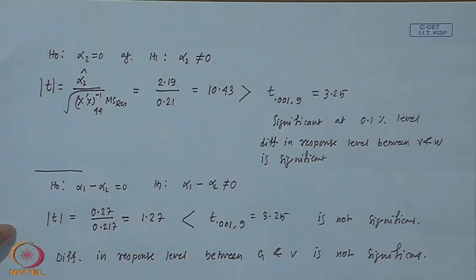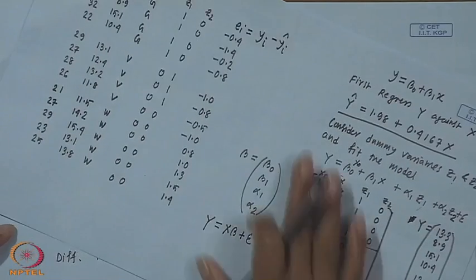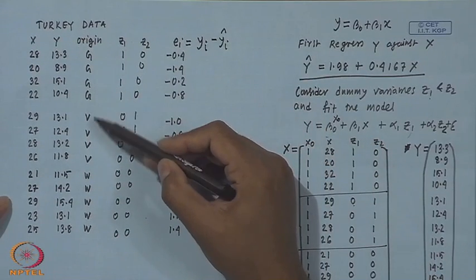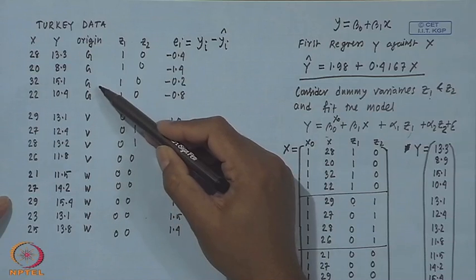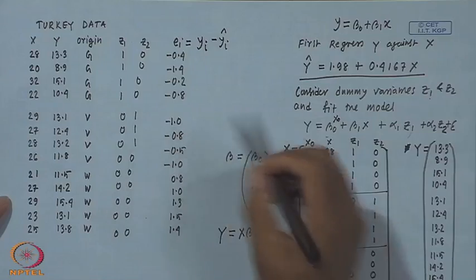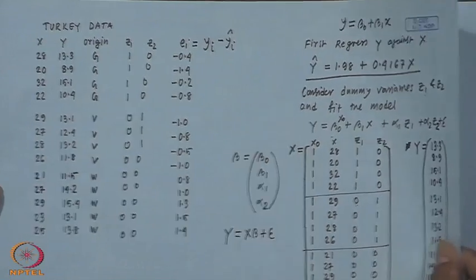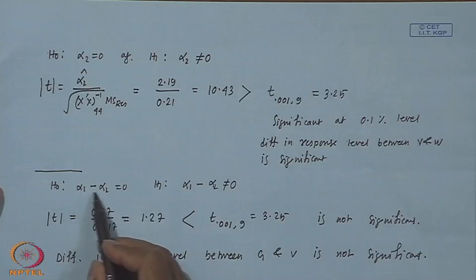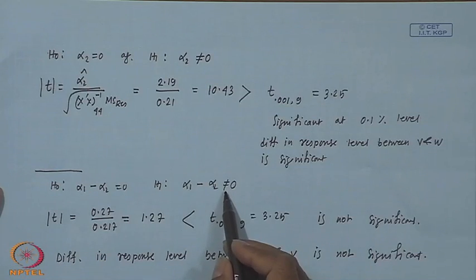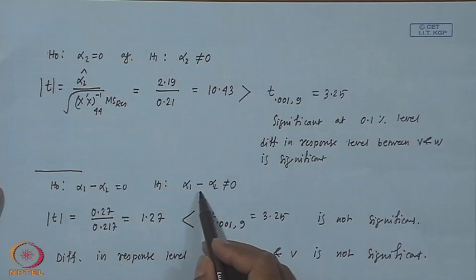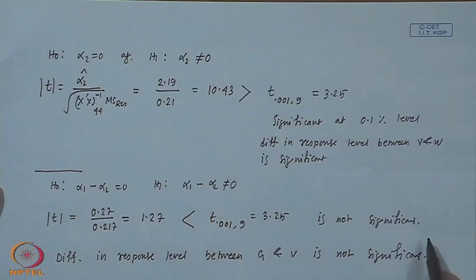As I told you, intuitively it appears to me that there is no significant difference between G and V, which is estimated by alpha 1 hat minus alpha 2 hat. Let us check whether there is a significant difference between these two or not. For that we need to test the hypothesis alpha 1 minus alpha 2 equal to 0 against the alternative hypothesis that alpha 1 minus alpha 2 is not equal to 0.